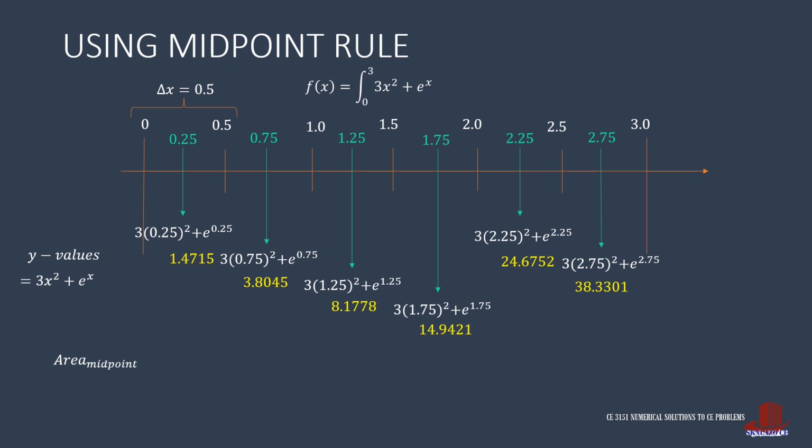And to generate a bigger area, individual calculations are added together. So instead of doing the process separately, add all the y values and multiply everything by delta x, which is 0.5. The total area using midpoint rule is then computed as 45.7007 square units.